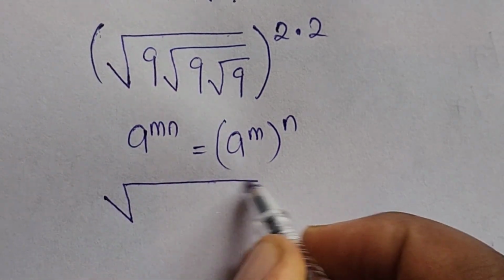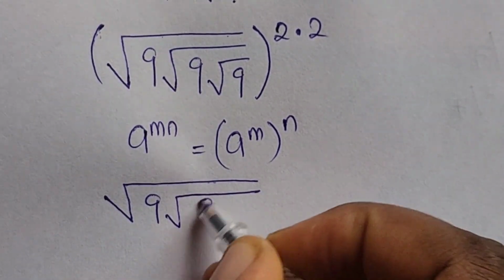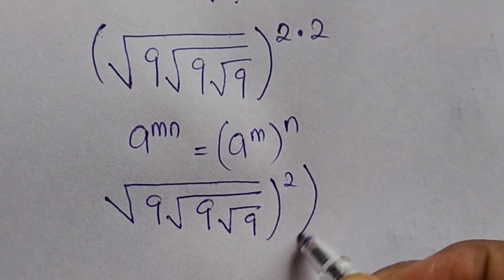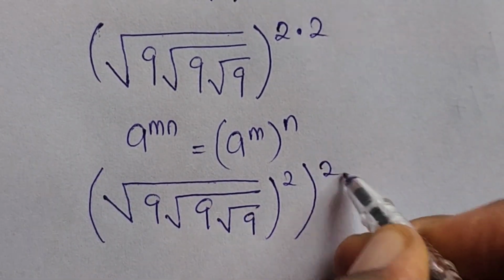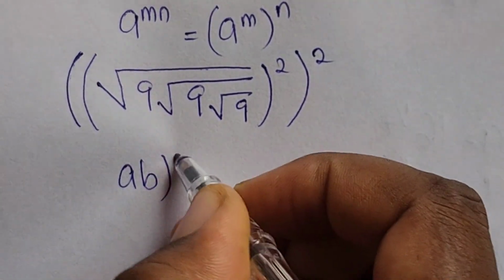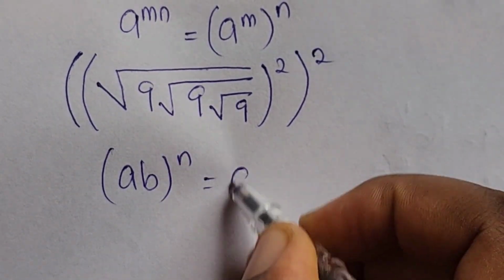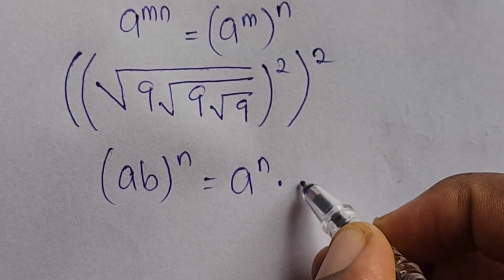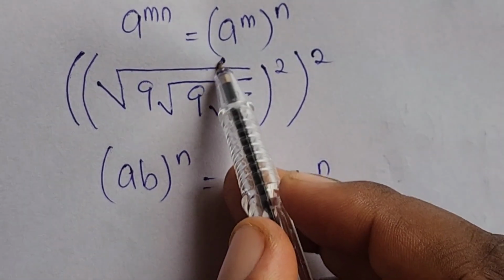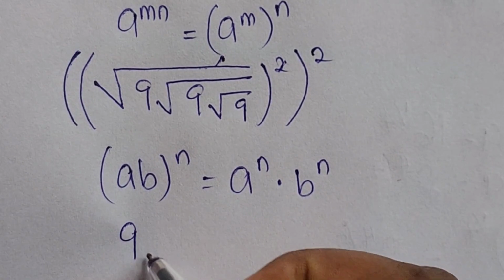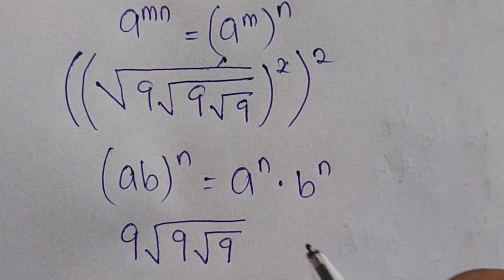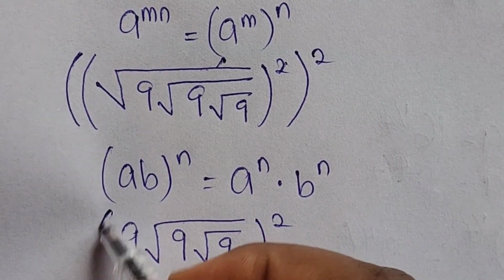So we have the square root of 9 root 9 root 9 all squared further raised to the power of 2. So when I have a times b all to the power of n, this is equal to a to the power of n times b to the power of n. So when this cancel out this, we have 9 root 9 root 9 all to the power of 2.